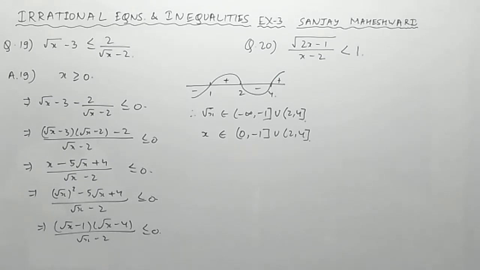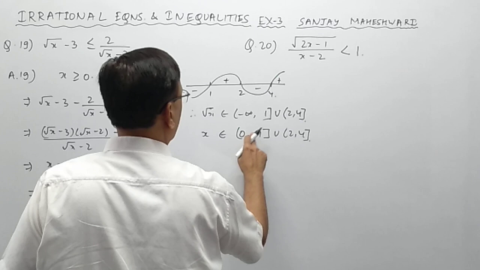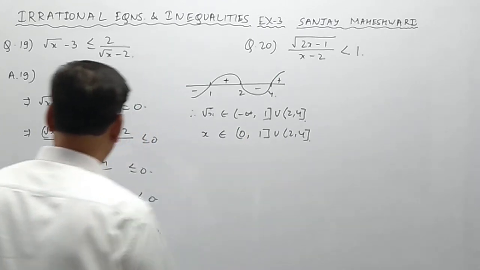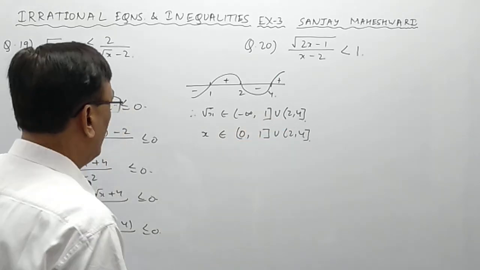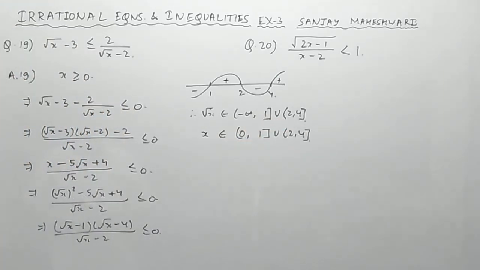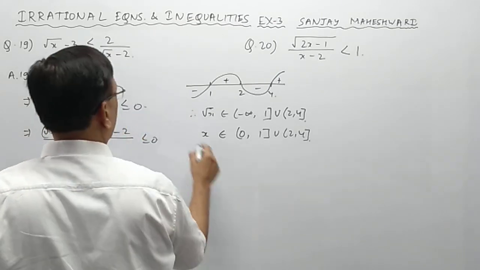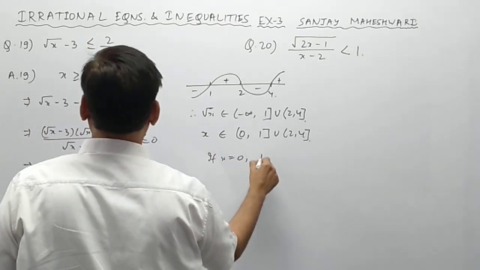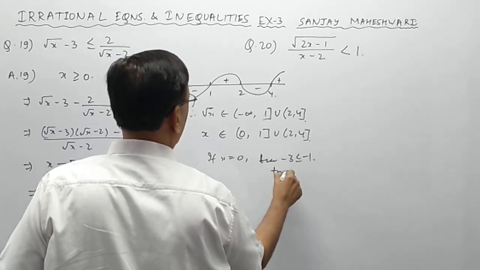Now, there is a small fundamental error here. The critical points are 1, 2 and 4. So now we can see here that x belongs to 0 to 1, that is closed. And we had seen 0 was a solution. From here we had seen if x equal to 0, then minus 3 is less than minus 1, true.